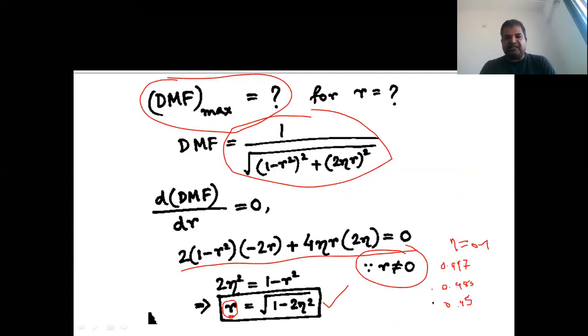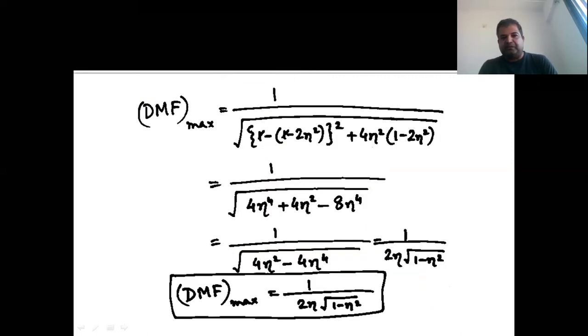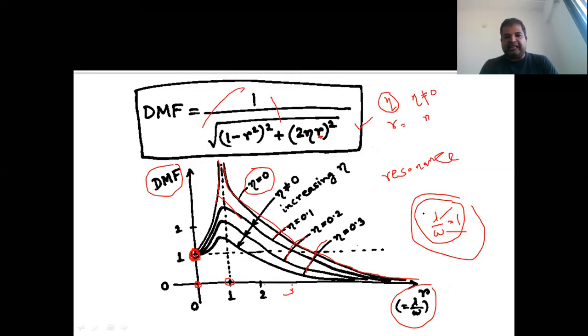If you put this value of R back into the DMF equation and simplify, you will get the maximum value of DMF. So I can calculate the maximum DMF for different values of eta, and the corresponding value of R. This way you can calculate these values.